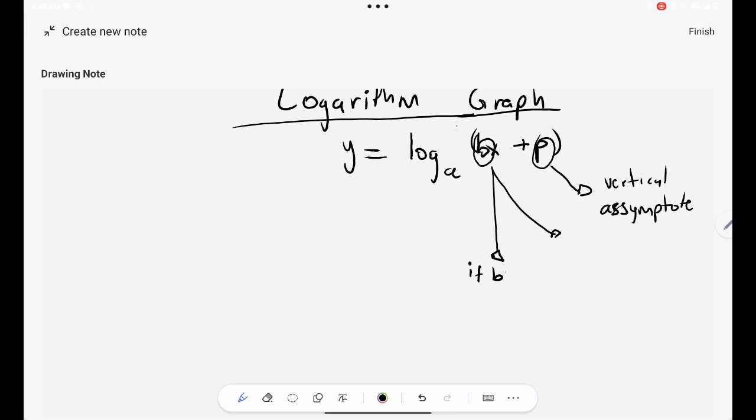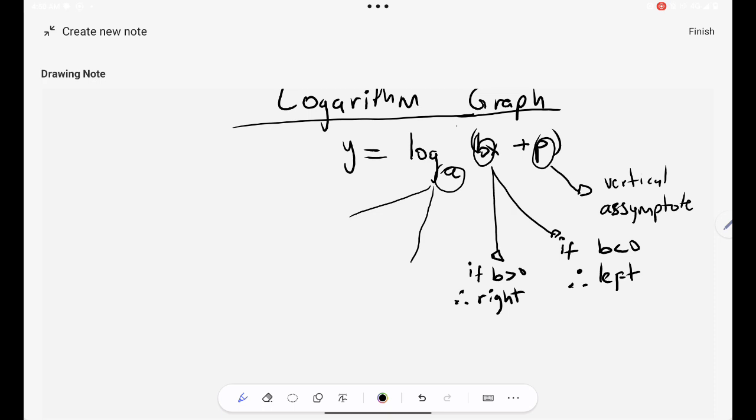If b is greater than 0, therefore your graph will be on the right hand side of your asymptote. But if b is less than 0, therefore your graph will be on the left hand side of the asymptote. All together, and then a just tells you whether your graph is increasing or not.